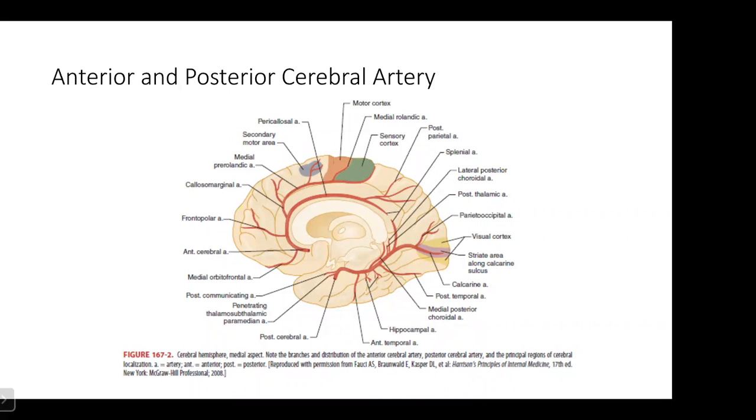This is the picture showing the anterior and posterior cerebral artery. The homunculus of the brain shows if the lesion is in the motor cortex or medial Rolandic area. If the patient presents with weakness of limbs, most probably the anterior cerebral circulation is involved. Similarly, if the patient presents with visual symptoms or vertigo, most probably the posterior cerebral artery is involved.